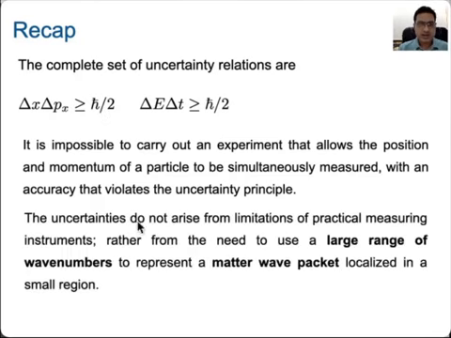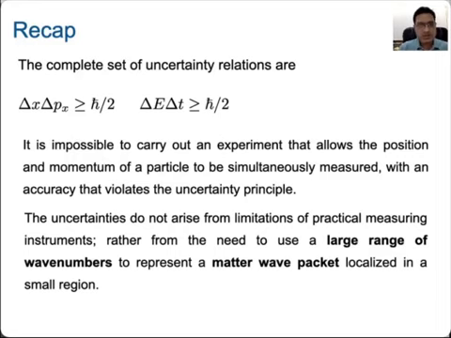So this uncertainty in the measurement does not arise from the limitation of practical measuring instruments, but rather from the need to use a large number of wave numbers to represent the matter wave packet localized in a small spatial region. Okay. So how to verify that this relation holds in general in a very simple way?